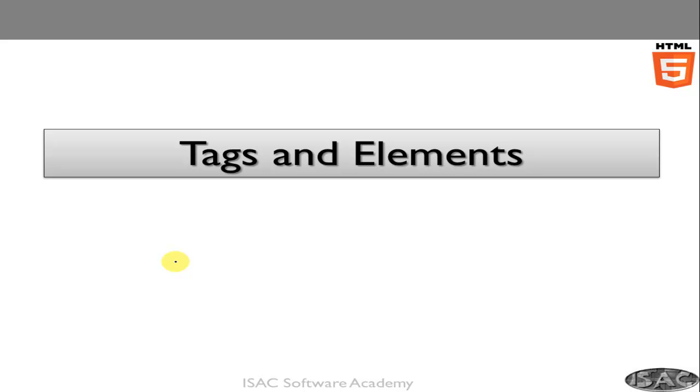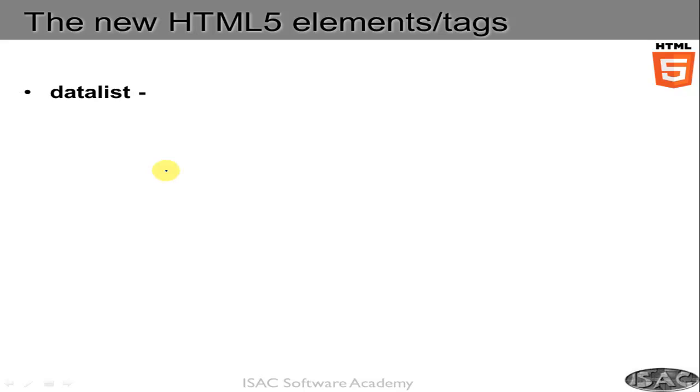Now we will see what new tags have been included. So far we have discussed forms, input elements, global attributes and the document structure as well. The next topic is new tags and elements of HTML5. Let us see what new tags and elements have been introduced. One of them is datalist, which we have seen when we declared the browser.